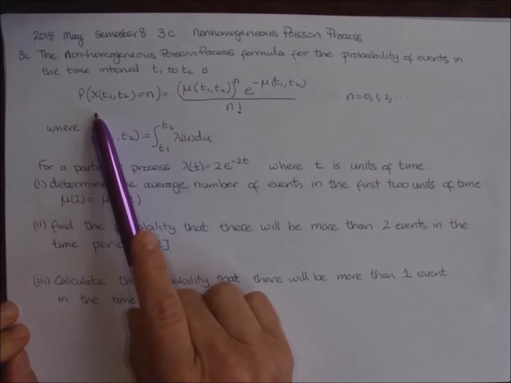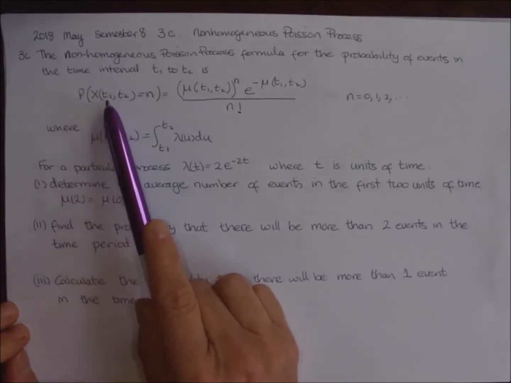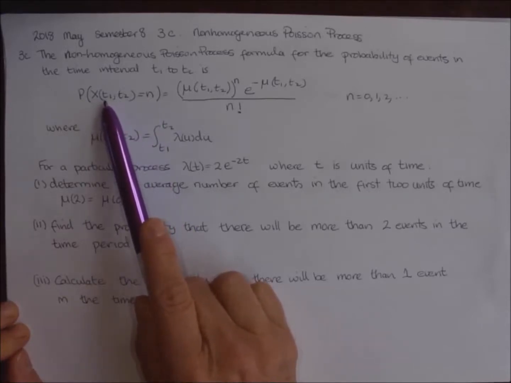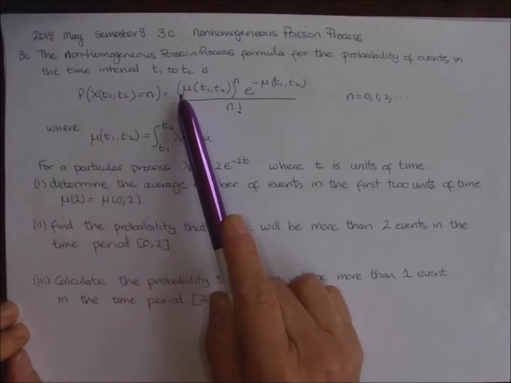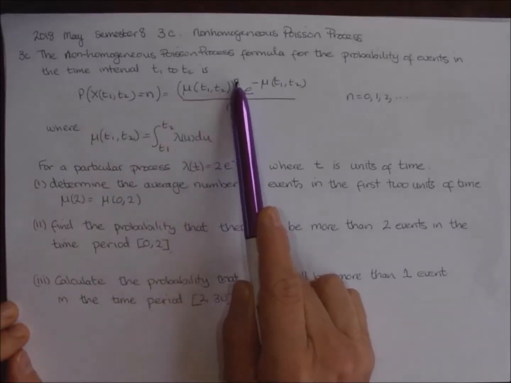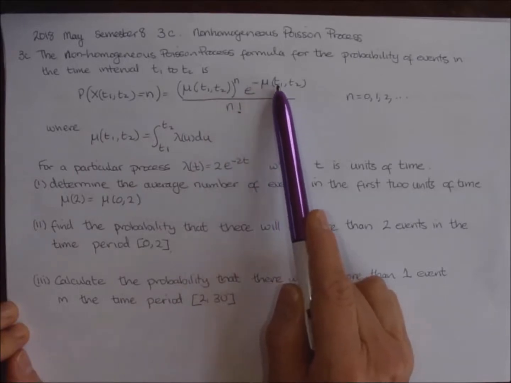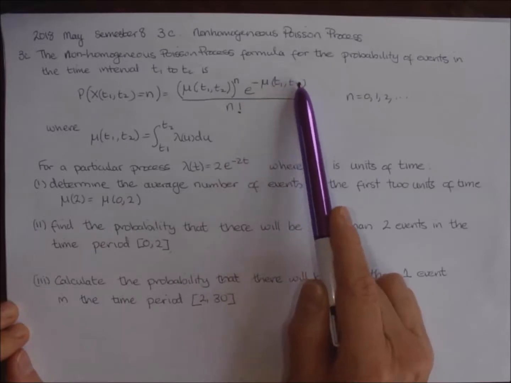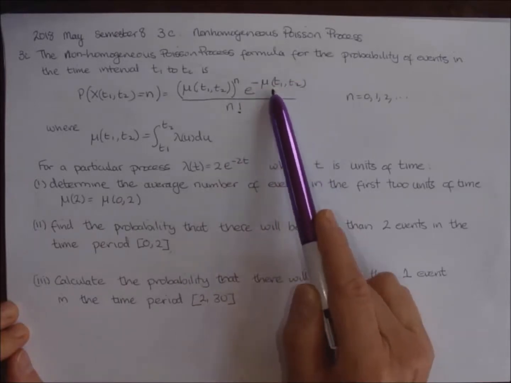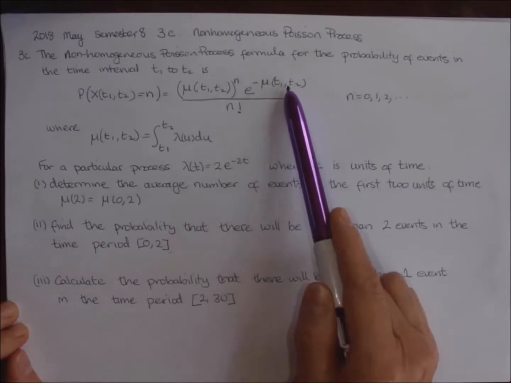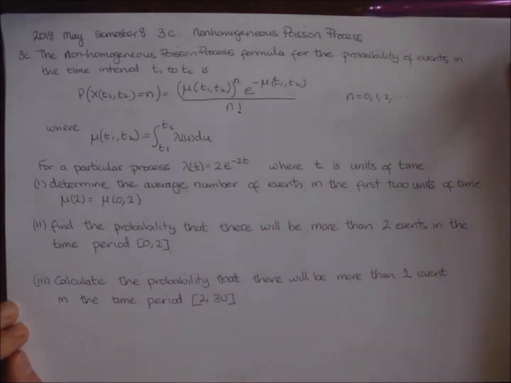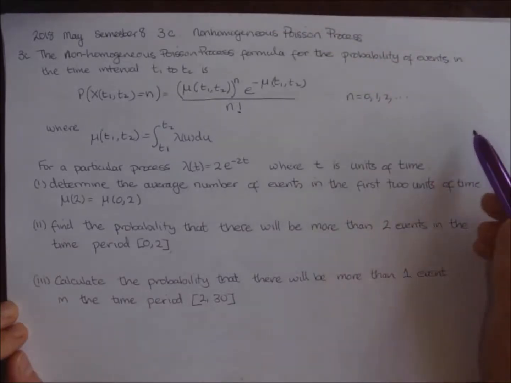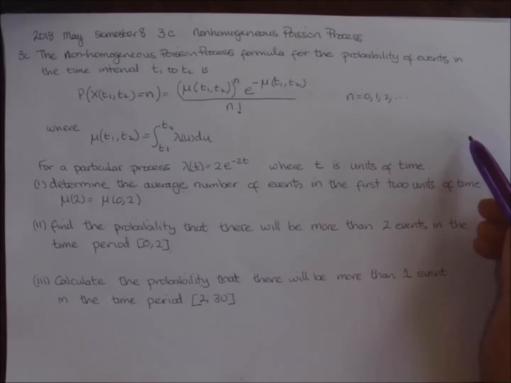This is sometimes written at the back of the exam paper as well. The probability that n events will occur within the time interval T1 to T2 is given by mu of T1 to T2 to the power of n times e to the minus mu of T1 to T2, over n factorial, where mu between T1 and T2 is the average number of events in the time interval T1 to T2, or the expected number of events. The thing about the non-homogeneous Poisson process is that the average rate of events changes with time.